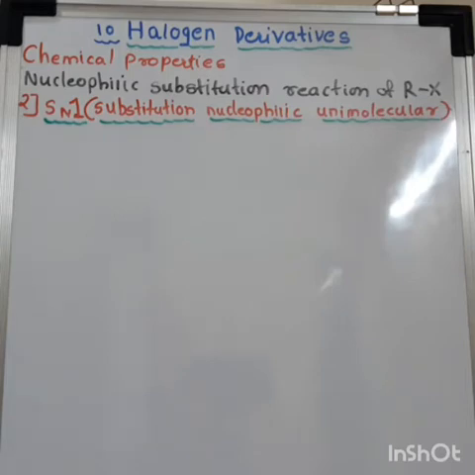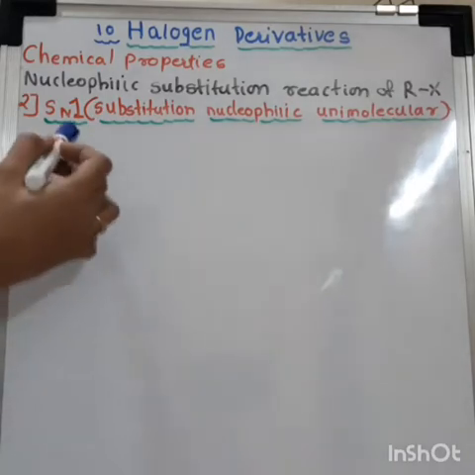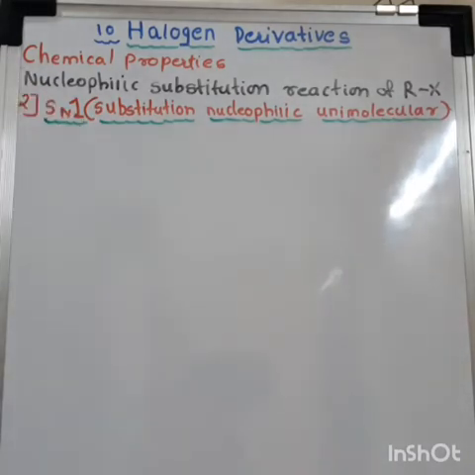We are studying 12th standard chemistry lesson number 10, halogen derivatives. In the last video we studied the SN2 mechanism, that is the bimolecular nucleophilic substitution reaction. In today's video we will study the unimolecular nucleophilic substitution reaction, that is the SN1 reaction. So let's see the example with a reaction.